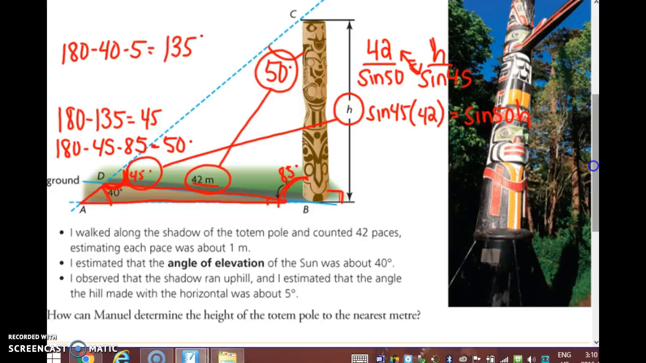So we get the value 29.7 when we multiply sine 45 with 42. And that is equal to, let's figure out what sine 50 is as a decimal. It is 0.77. So we have 0.77h. We want h by itself, so we'll divide by 0.77. And you get 29.7 divided by 0.77. The height is 38.57 meters. So that is the height of the totem pole.